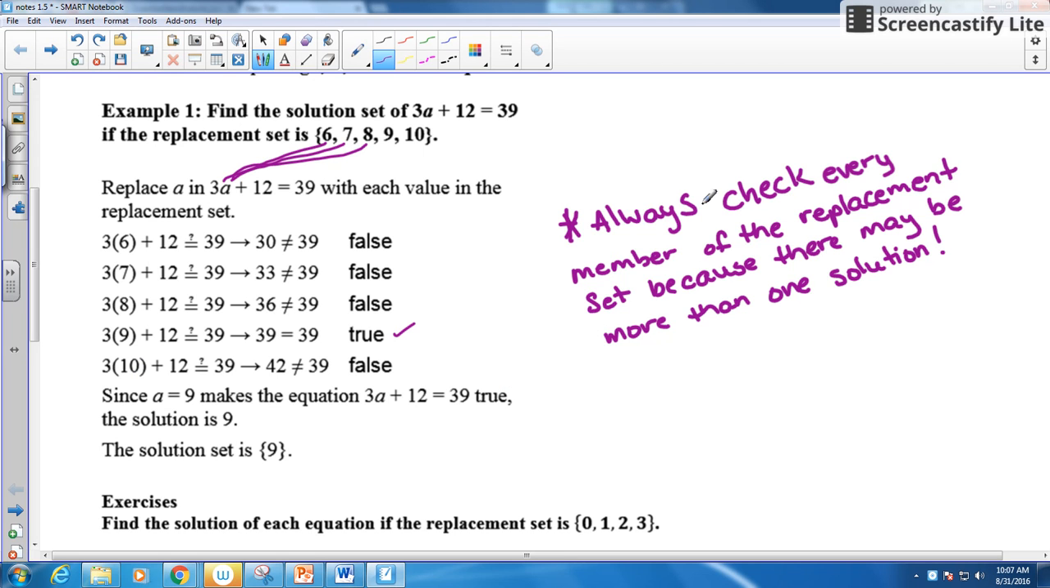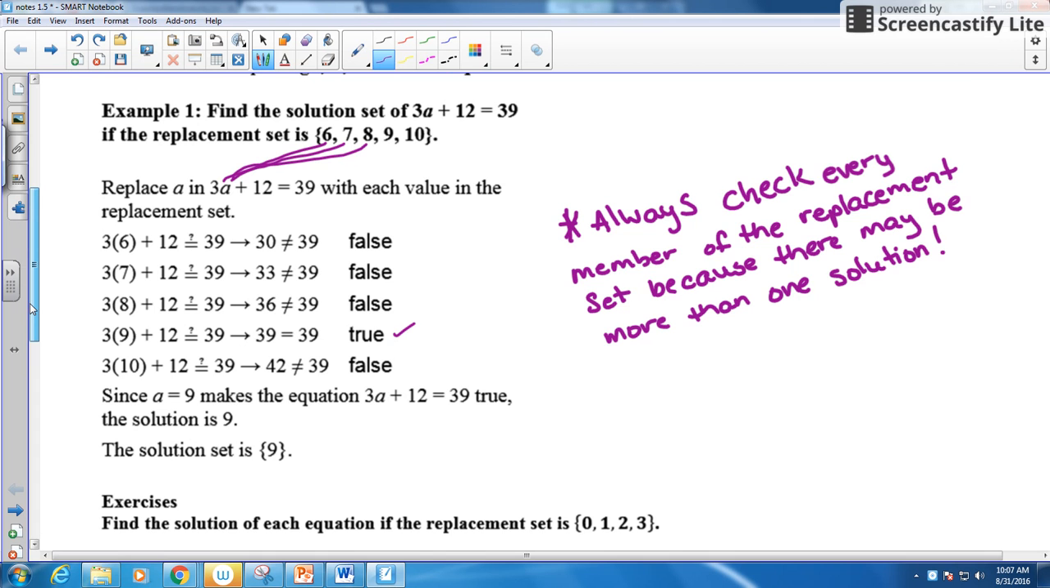We always want to check every member of the replacement set because there might be more than one solution. And if you stop after the first one you get, then you won't find all of them, and that's a big problem. So you always want to check every member of the replacement set. But in this case, only one did work, so our solution set is 9.